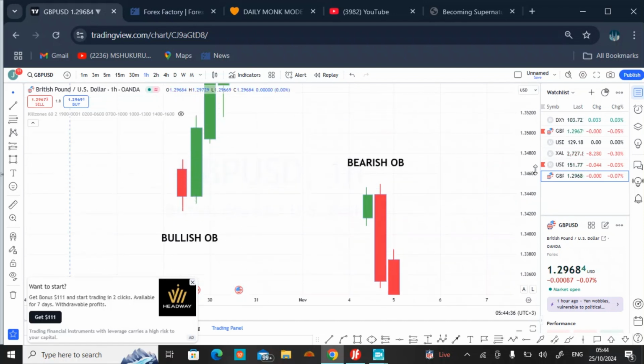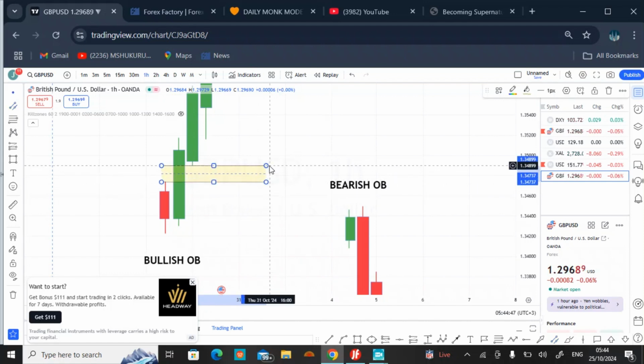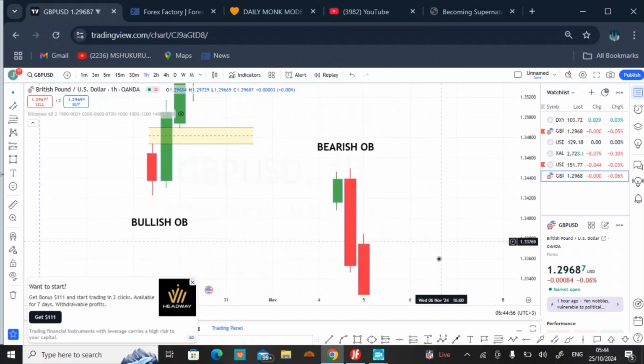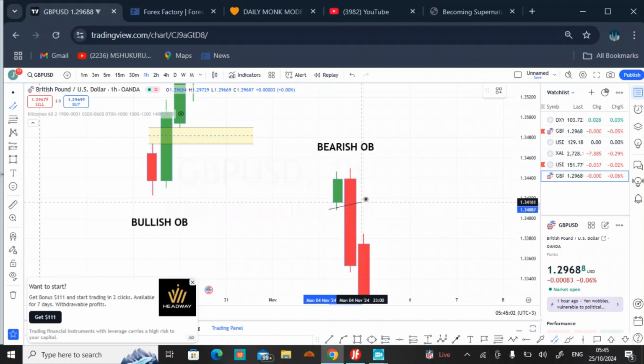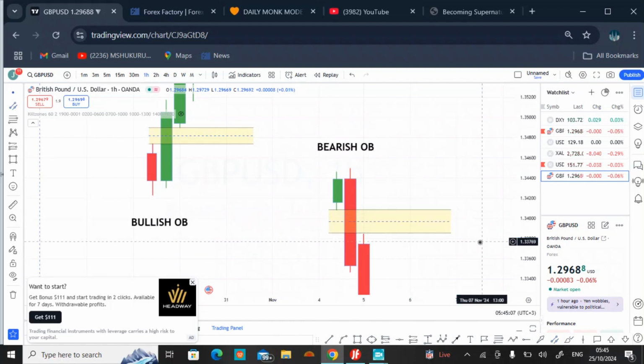What do I mean by that? Look at this, in this case, a bullish order block. There has been an inefficiency left here. So this qualifies one of our rules for us to consider this a valid order block. Look at this scenario. We also have on our bearish order block that here there is an inefficiency, a fair value gap.